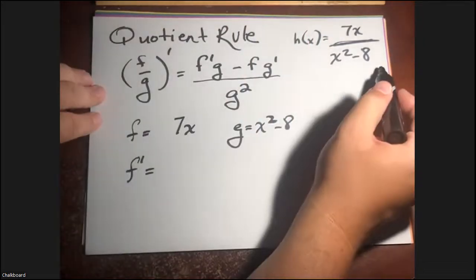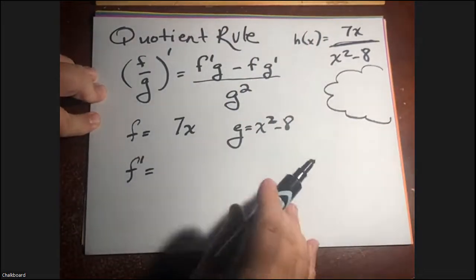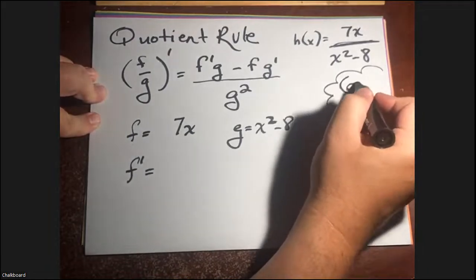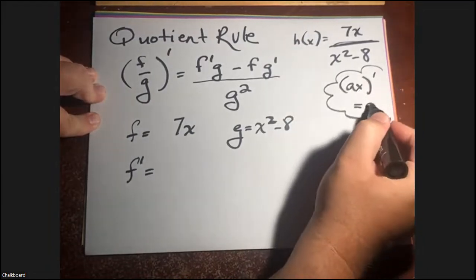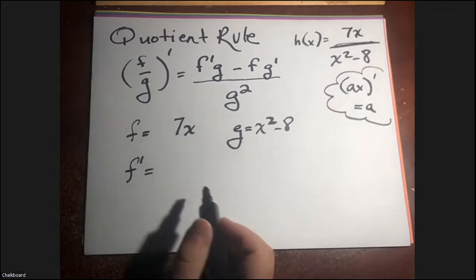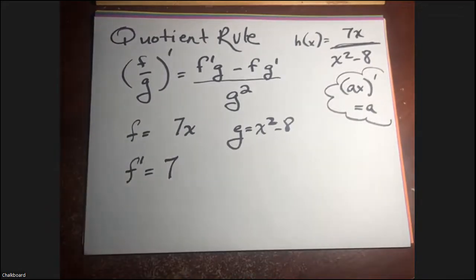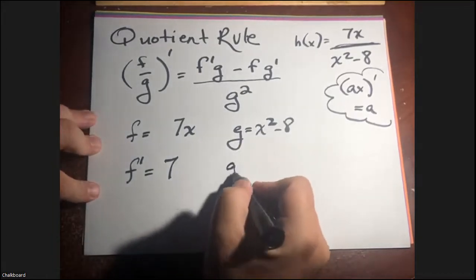In fact, there is a little bonus theorem here. If you have a constant times x and you take the derivative, you just get the number itself back. So the derivative of 7x is 7, right? Okay, you can remember that. What's the derivative of 78x? It's 78.